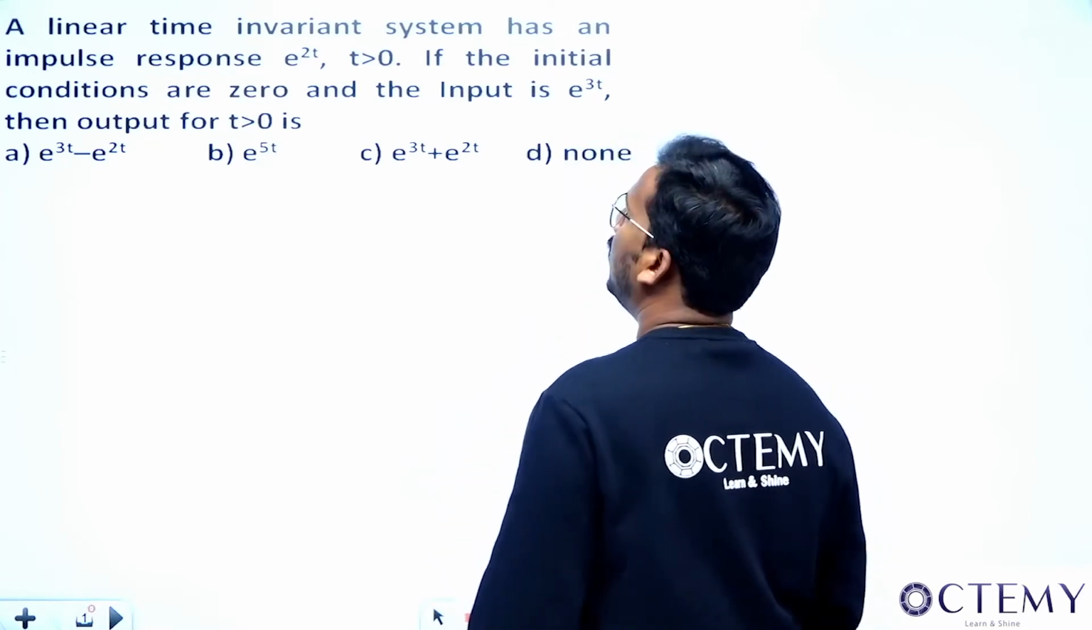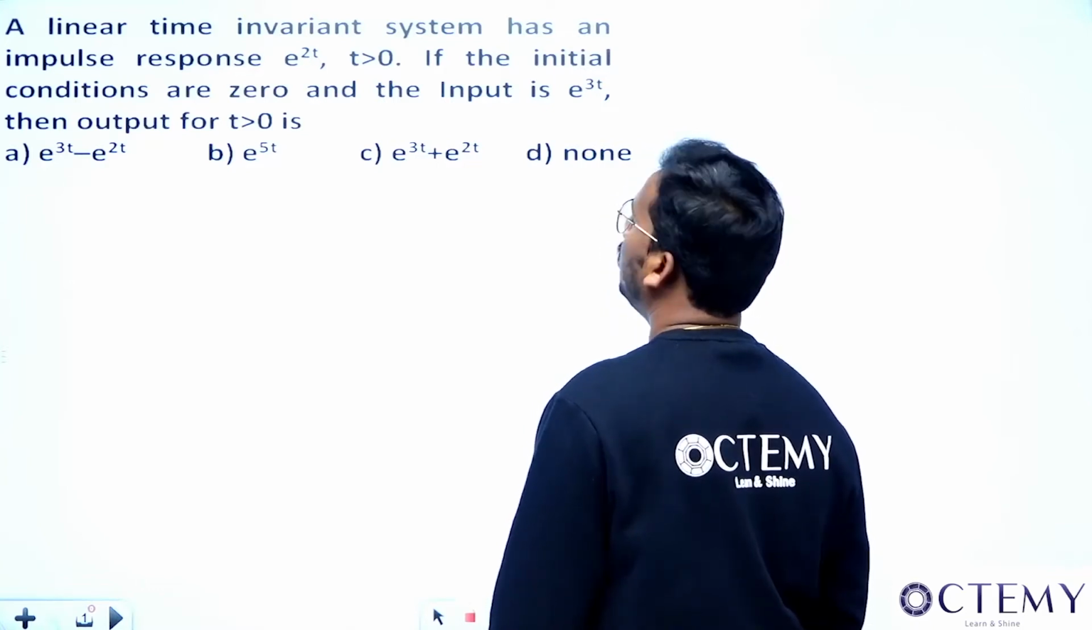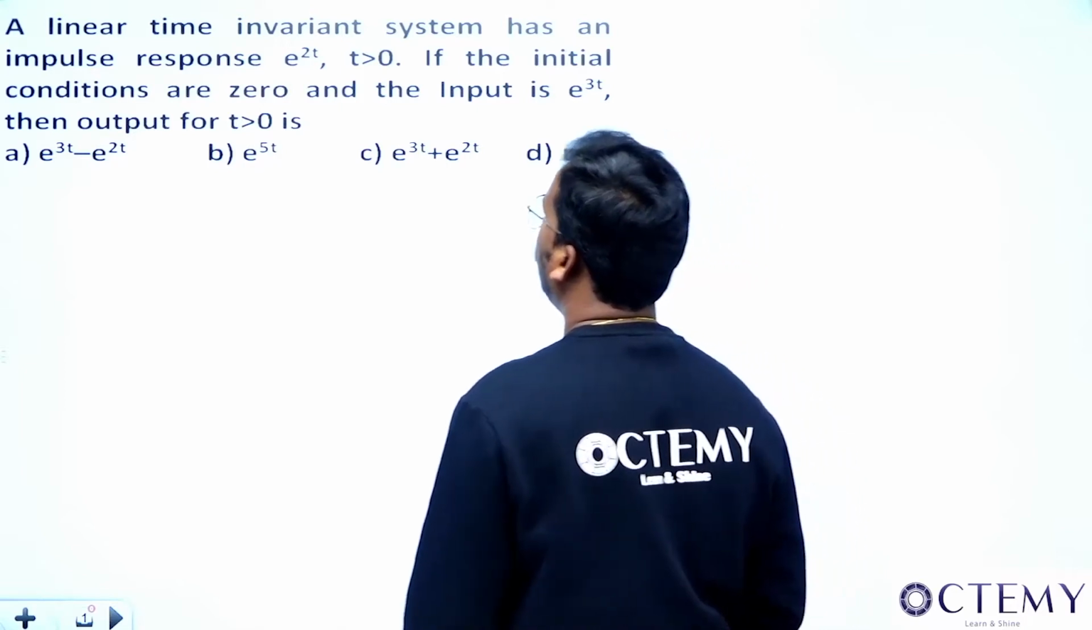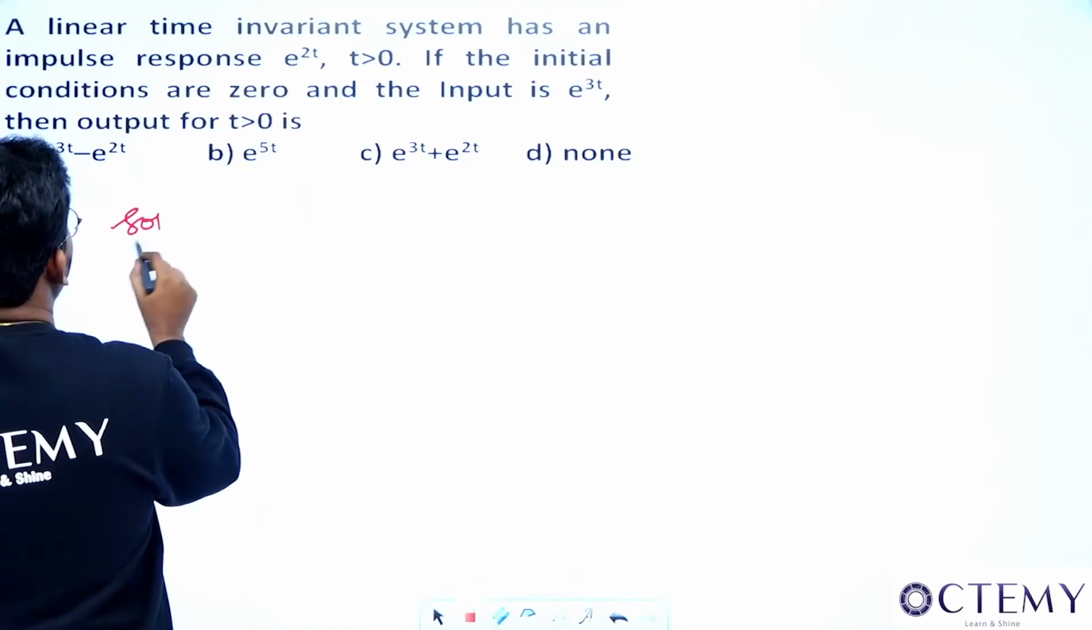It says that a linear time invariant system has an impulse response of e power 2t. If the initial conditions are 0 and the input is e power 3t, then the output for t greater than 0. Very simple question, sir. This is a solution.